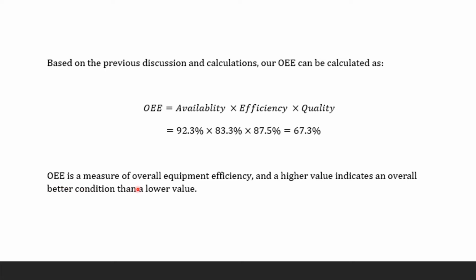So OEE is a measure of overall equipment efficiency. A higher value, this percentage, is going to tell you an overall better condition than a lower value. If you have like 30%, that's not really good equipment efficiency. If you have a really high percentage, then that's a better condition for your equipment.